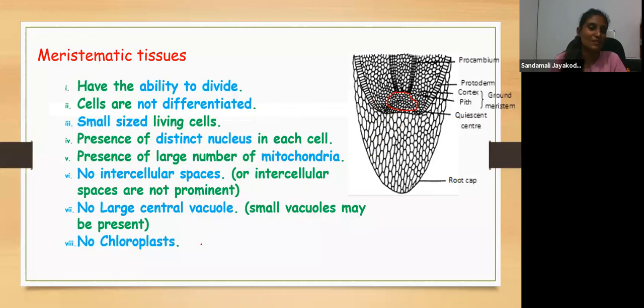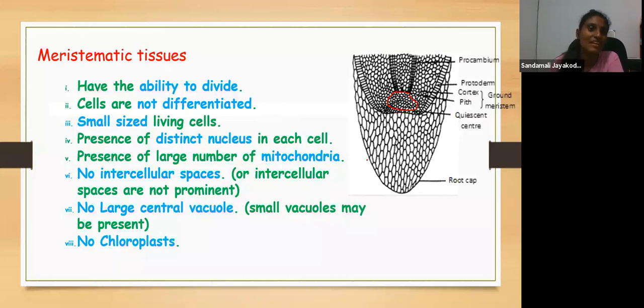And finally, no chloroplast. Their function is to divide, not to photosynthesize. So they don't have a chloroplast in their cell. These are the most common features of meristematic tissues. We have to remember those things, what their features are.